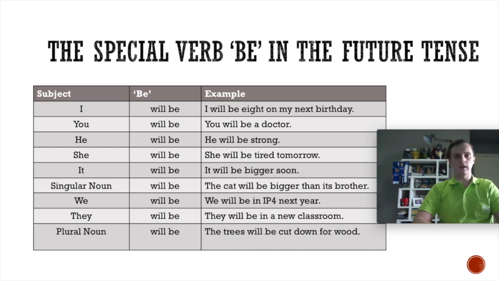The cat will be bigger than its brother. We will be in IP4 next year. They will be in a new classroom. The trees will be cut down for wood. All very easy. Just write will be.